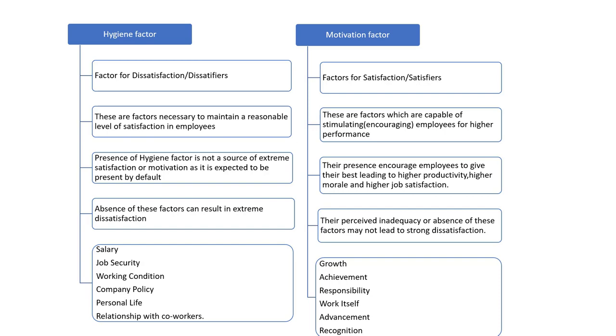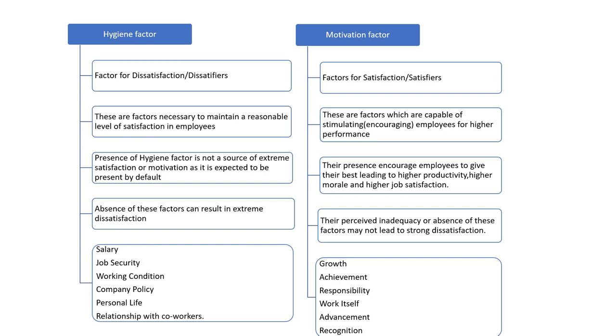So, Herzberg said that hygiene factors are necessary to maintain a reasonable level of satisfaction in the employees. Presence of hygiene factors is not a source of extreme satisfaction or motivation as they are expected to be present by default at the workplace. Now, absence of these factors can result in extreme dissatisfaction, and the factors which were considered as hygiene factors by Herzberg were salary, job security, working conditions, company policy, personal life of the employee, and relationship of the employee with the co-workers, that is, relationship with his superiors, subordinates, and peers.